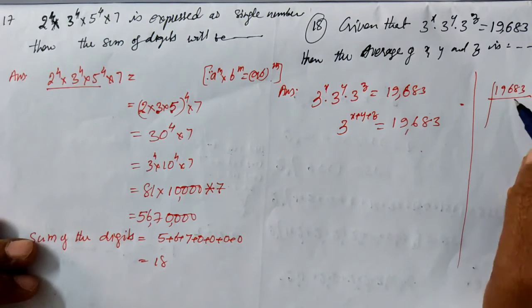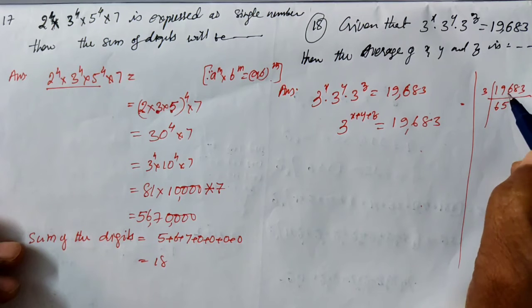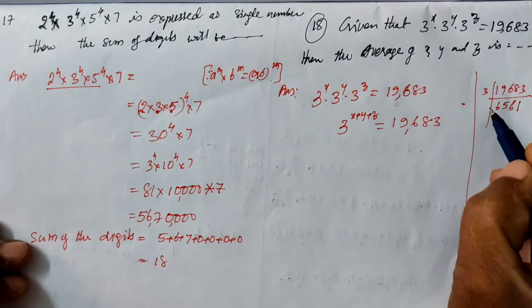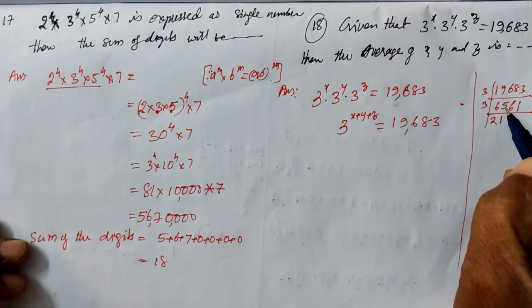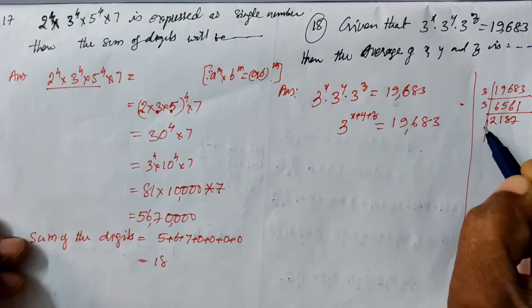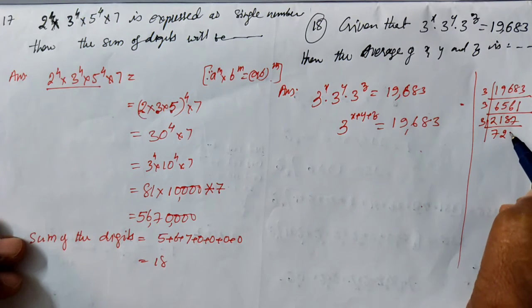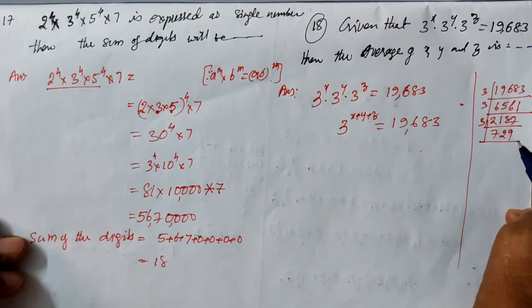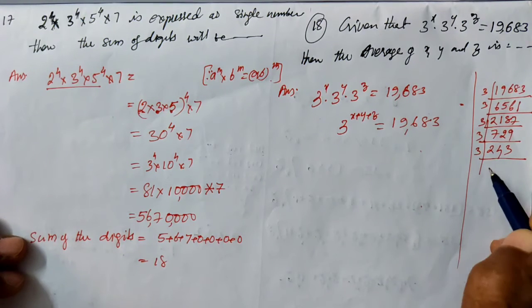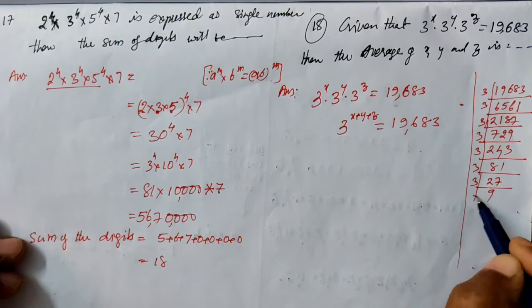So 19,683, prime factorize this. So how can we? 3 6s are 18, 3 5s are 15, again 3 6s are 18, and 3 1s are 3, again by 3, 3 2s are 6, 3 1s are 3, and 3 8s are 24, 3 7s are 21, again 3 7s are 21, 3 2s are 6, again 3 9s are 27, 3 2s are 6, 3 4s are 12, 3 3s are 9, 3 8s are 24, 3 1s are 3, 3 2s are 6, 3 7s are 21, 3 9s are 27, 3 3s are 9.